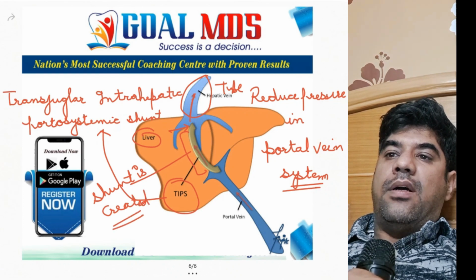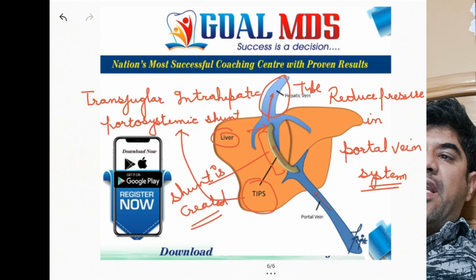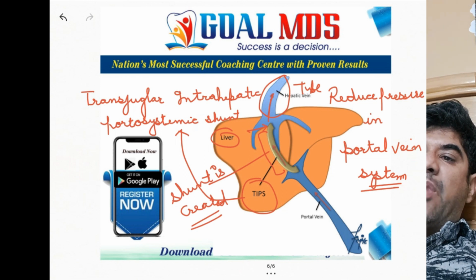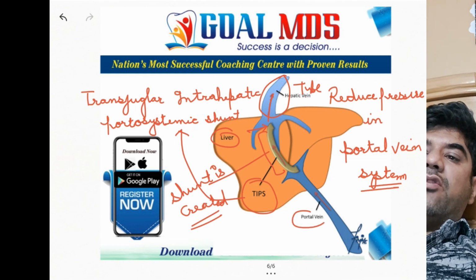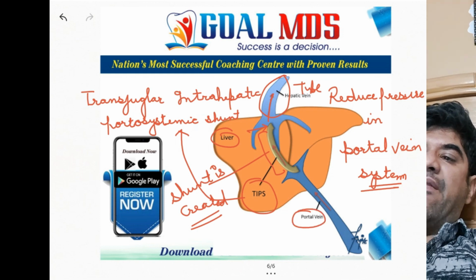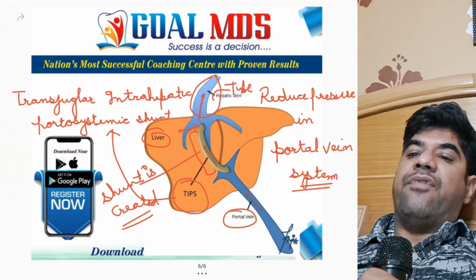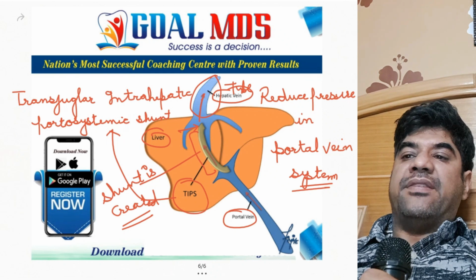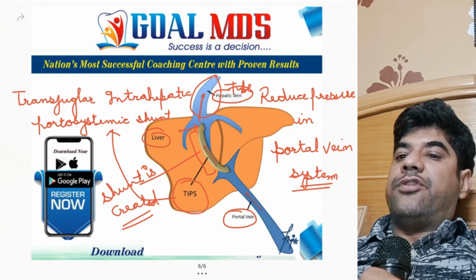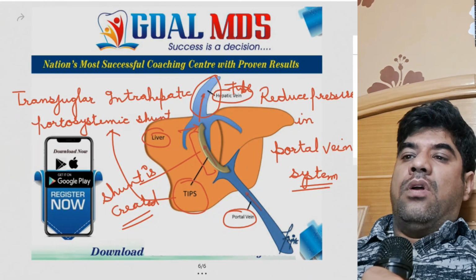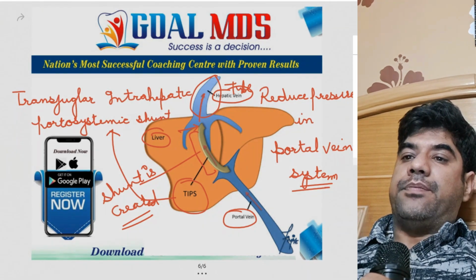So what you will do is a small tube is inserted into a vein in the neck and guided down to the liver. The shunt is then created between the portal vein and the hepatic vein that drains blood from the liver. So that will allow blood to bypass the liver and reduce the pressure in the portal vein system, which can prevent the bleeding from the esophageal varices. It is generally performed under local anesthesia and can take a few hours to complete.